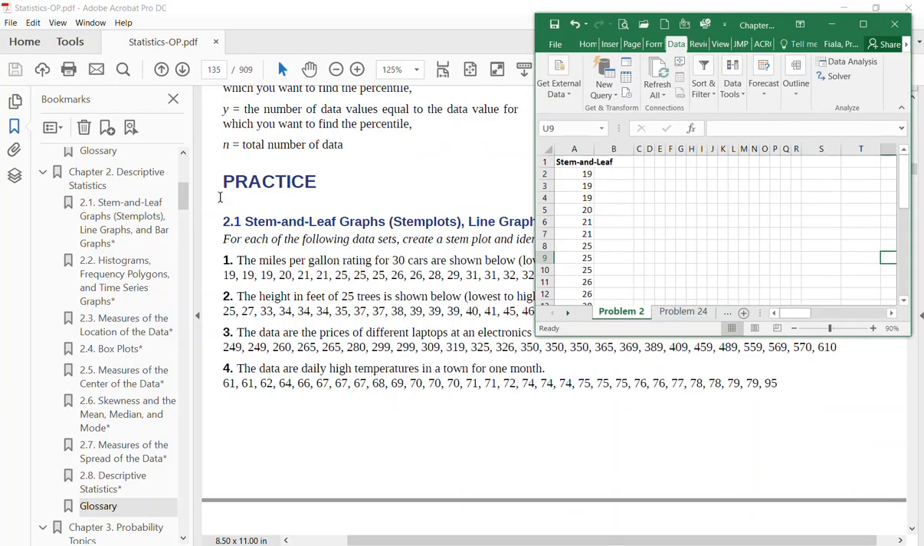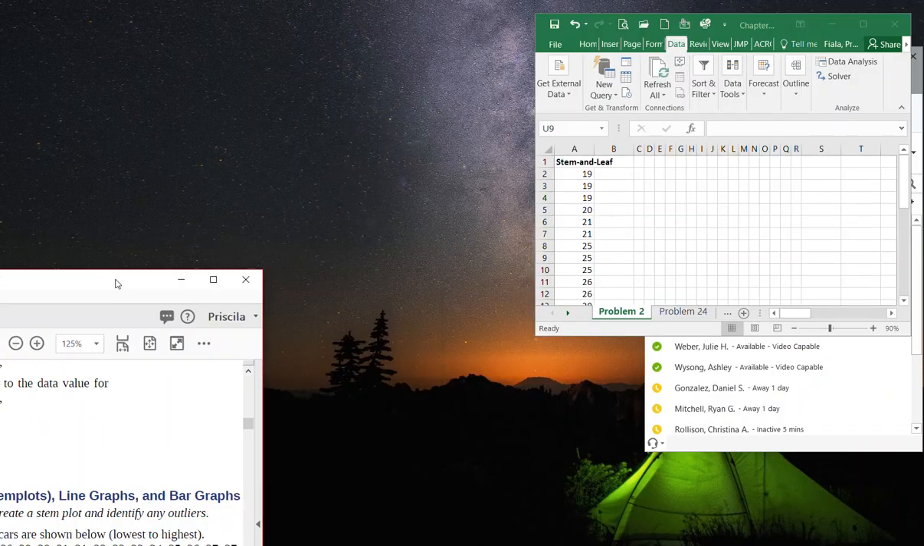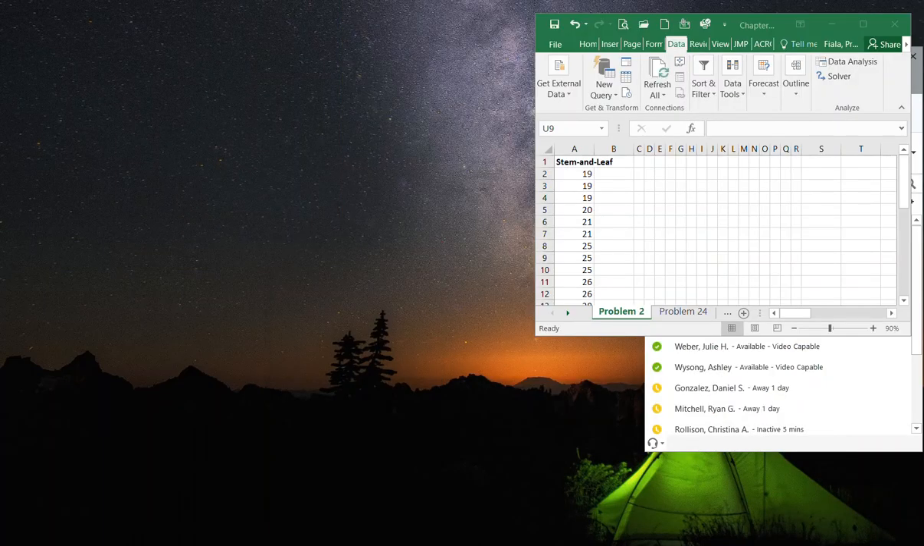For example, right here, they're giving you the miles per gallon rating for 30 cars, and it's in ascending order. Okay, it's very important. If your values are not in ascending order, you need to put them in ascending order, or it's not gonna work. It's gonna be very confusing.